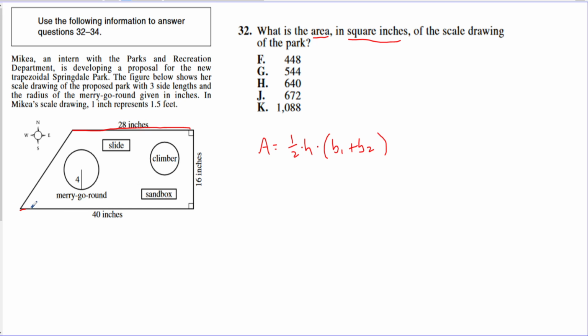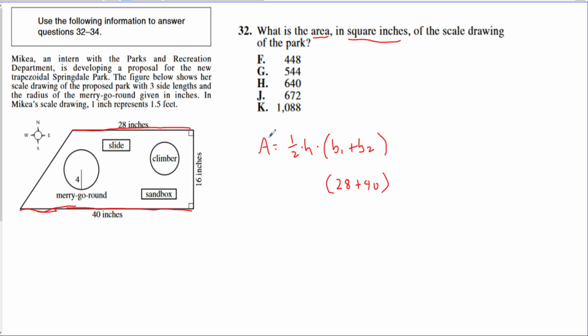So it's not always top and bottom. The definition of B1 and B2 when we're talking about trapezoids is always the lines that are parallel to each other. So when I plug into this, I'm going to plug into B1 and B2. I'm going to plug in 28 plus 40, okay?